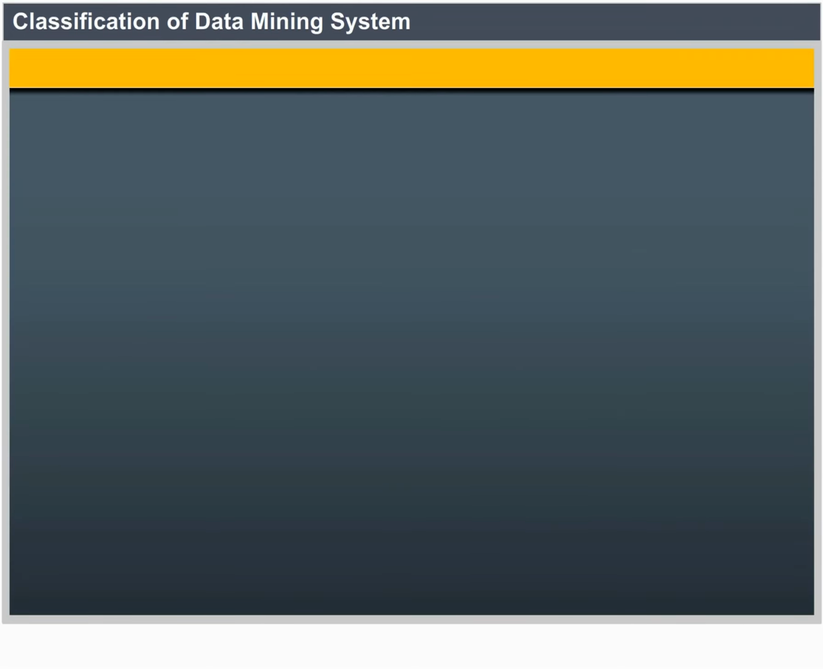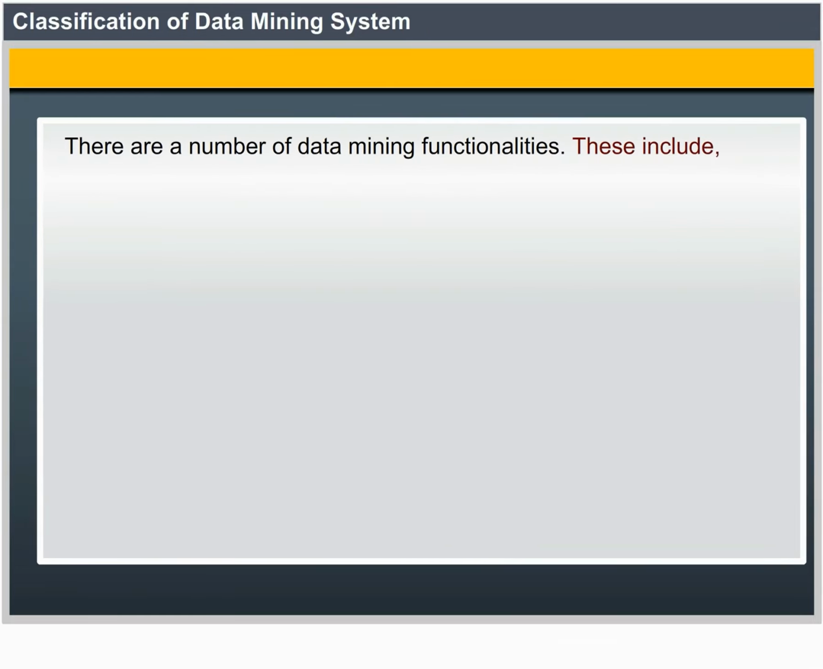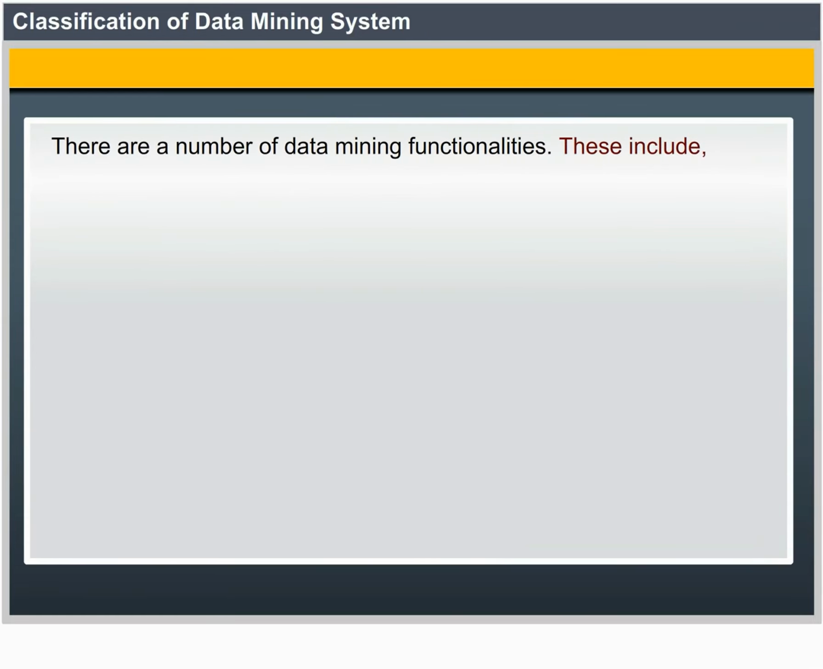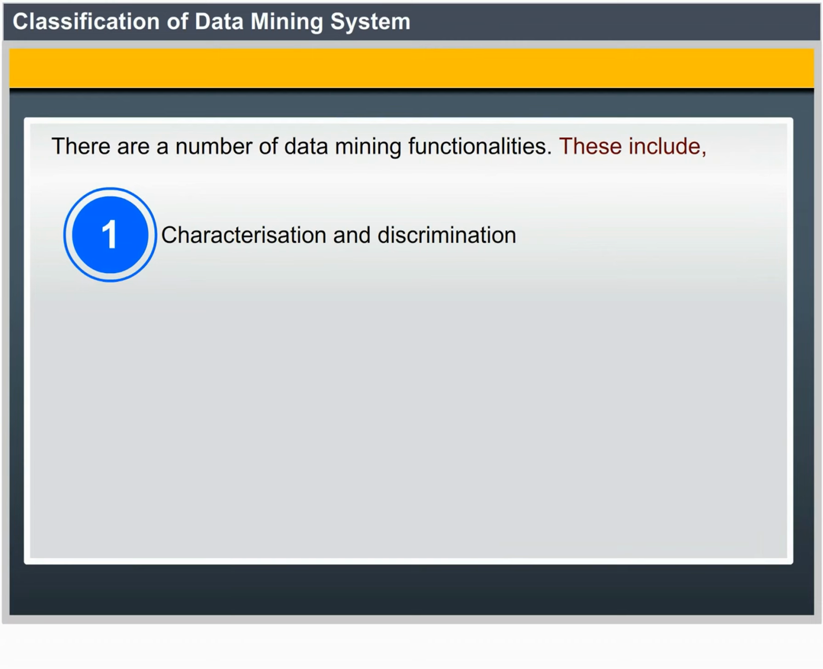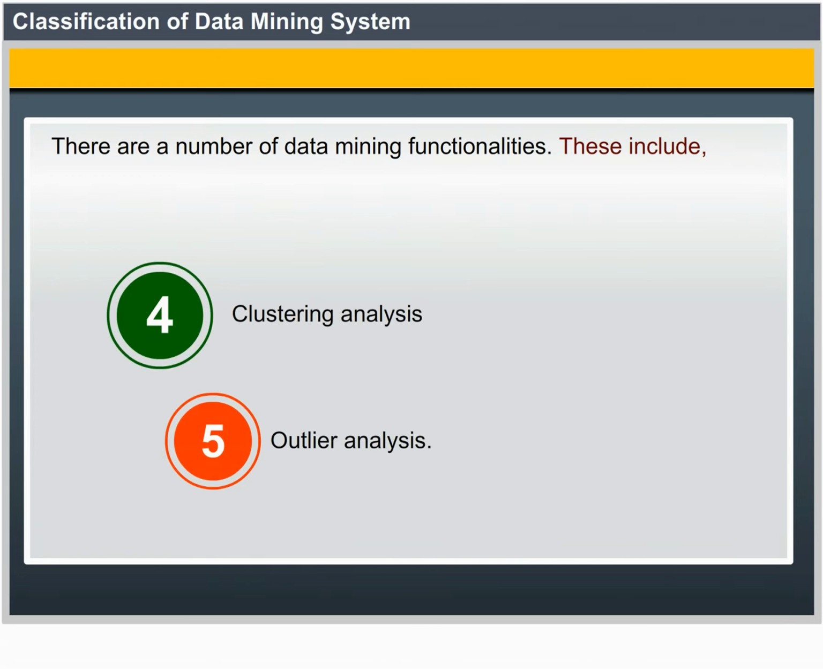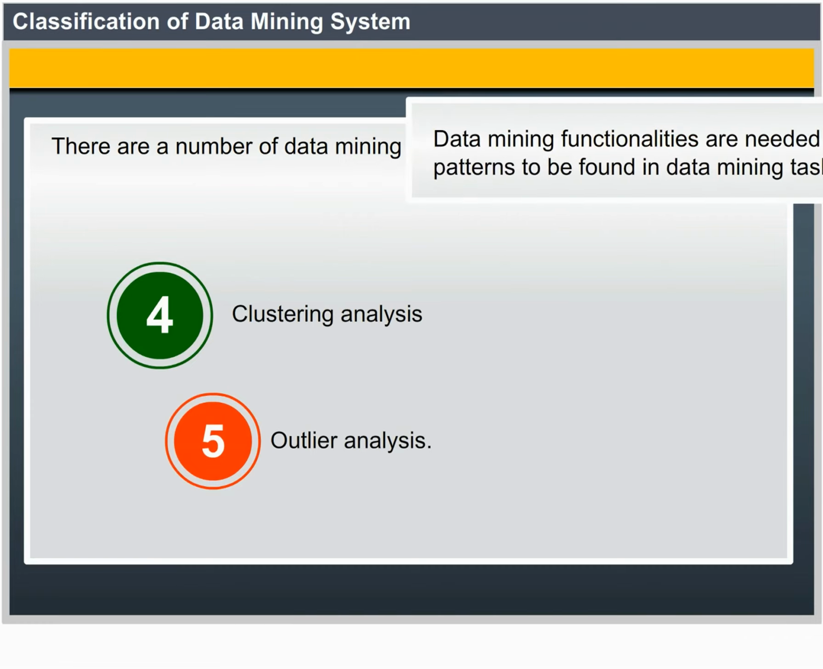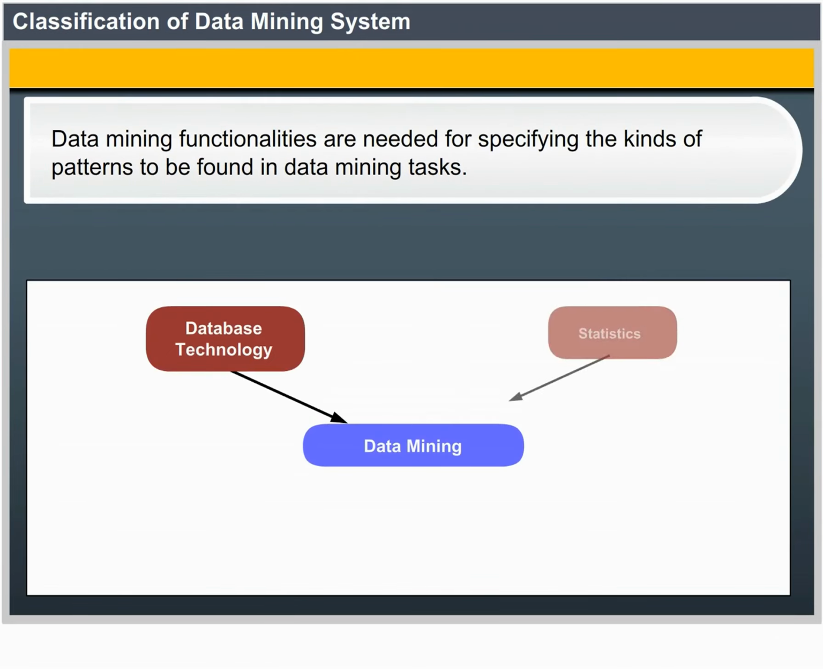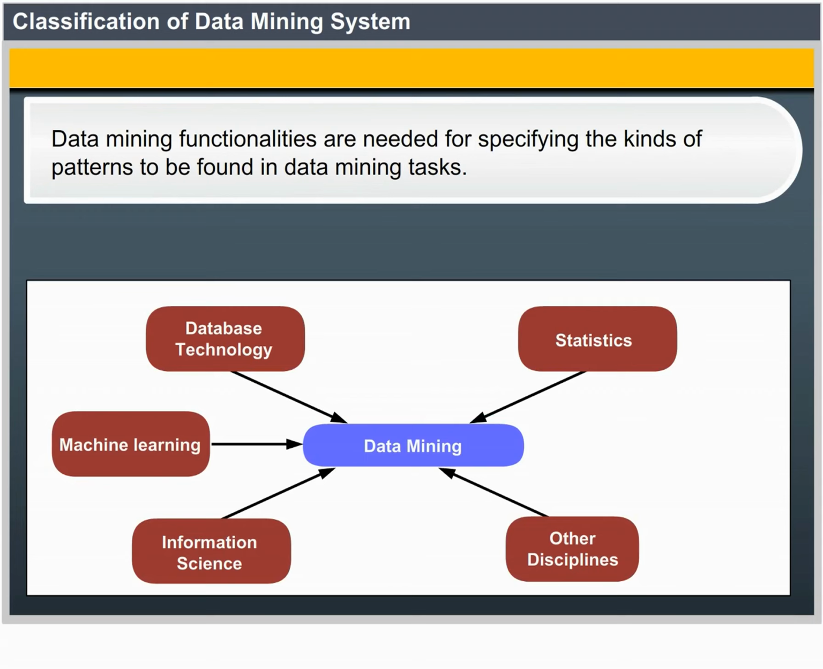Classification of data mining systems. There are a number of data mining functionalities. These include characterization and discrimination, the mining of frequent patterns, associations and correlations, classification and regression, cluster analysis, and outlier analysis. Data mining functionalities are used to specify the kinds of patterns to be found in data mining tasks.